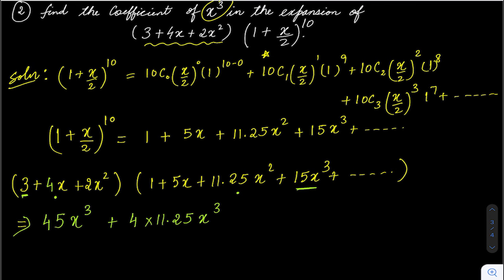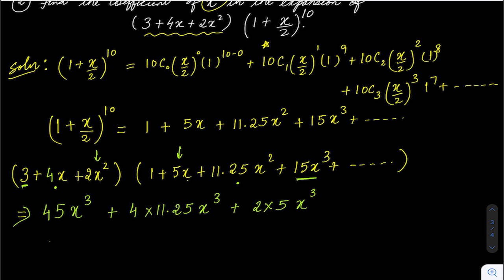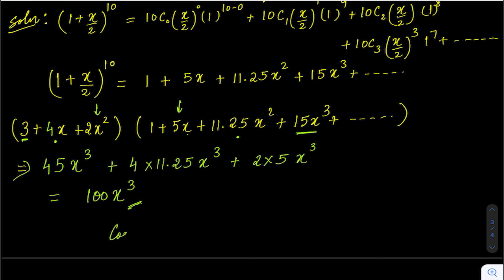How else can we get x cube? When this 2x square gets multiplied by 5x. So x square into x will be x cube. So this is another one. So 2 times 5. So there will be 3 terms which have x cube. Now let's add all of them to give us the final x cube coefficient. So this is 45, 45 and 10, that is 100. So 100 x cube. So my answer for the last question is coefficient of x cube will be 100.